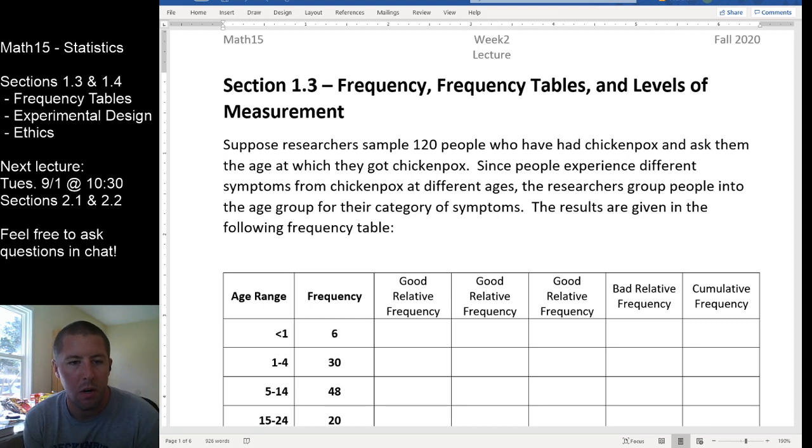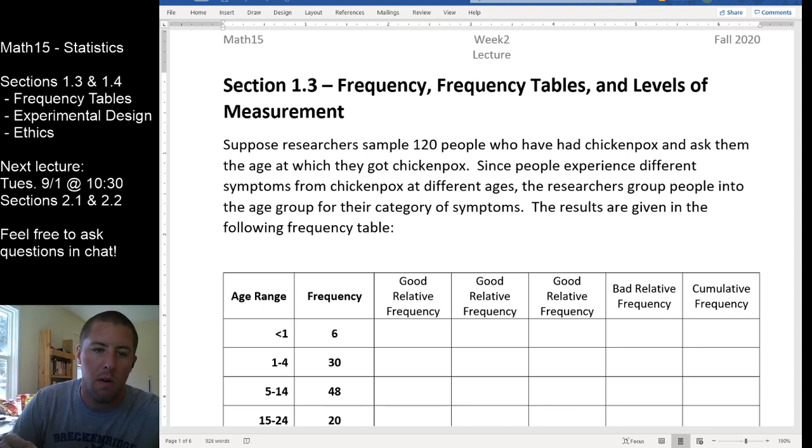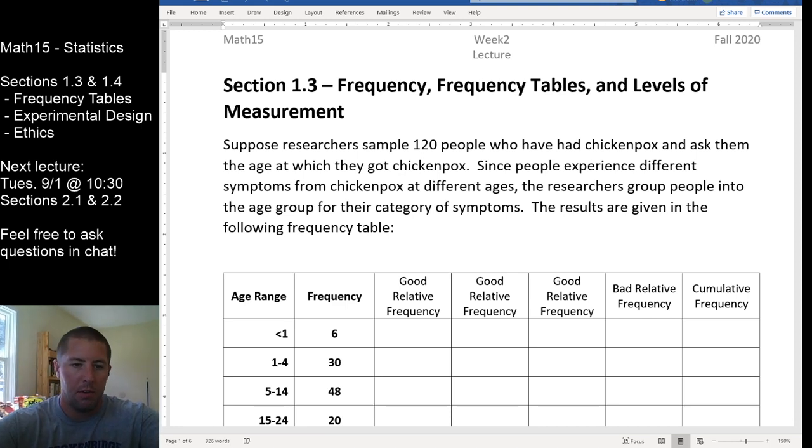Happy Monday. We're starting week 2 here. This week we're going to be wrapping up our chapter 1. We're going to do sections 1.3 and 1.4 today. Tomorrow, for the other half of week 2, we're going to begin chapter 2. That'll be looking a little bit more at our histograms, doing a little bit more computation here.